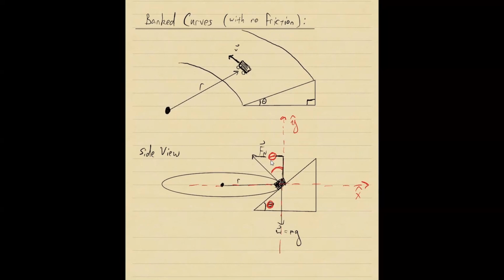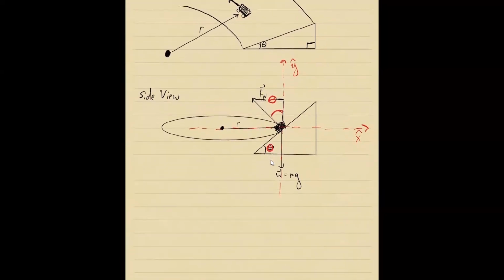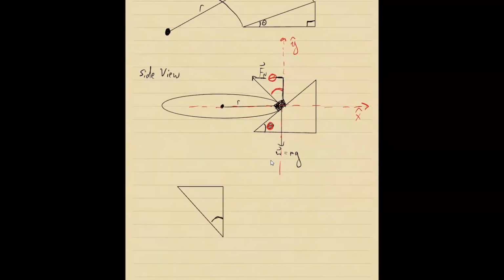So I'm actually going to bring that down a bit. Right now I'm just taking this triangle here and I'm going to bring it down. So this is our triangle. This is our angle theta. The length of this has a magnitude of Fn.